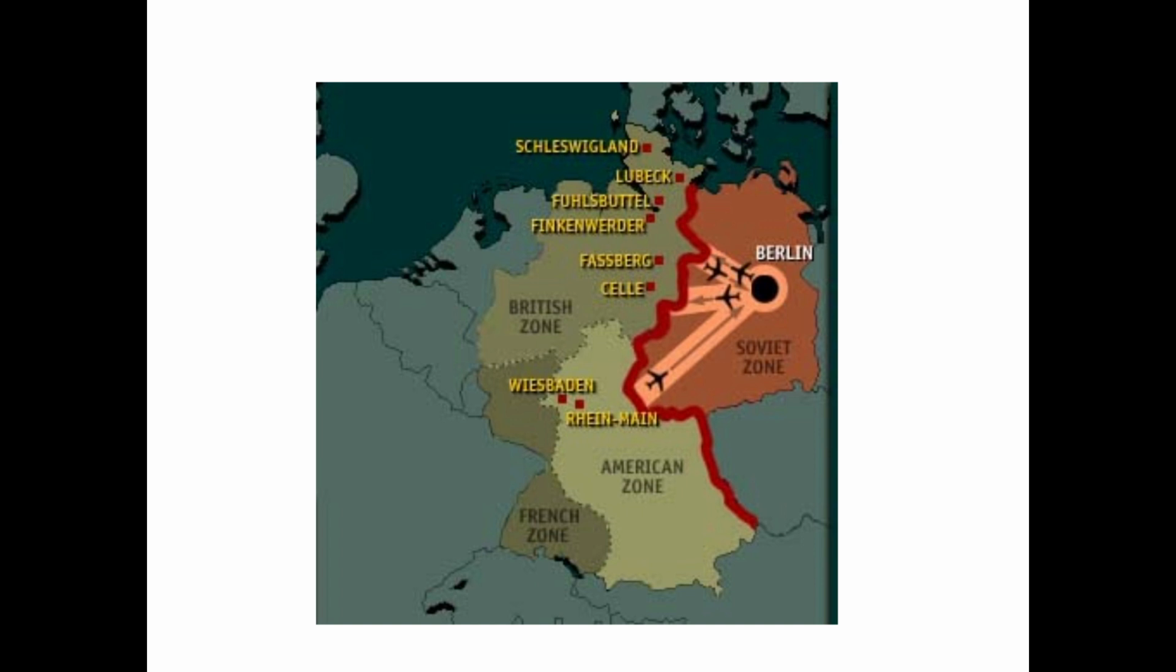But again, Berlin was divided in two as well. And here are the airplane routes where they went into West Berlin to drop off the supplies.